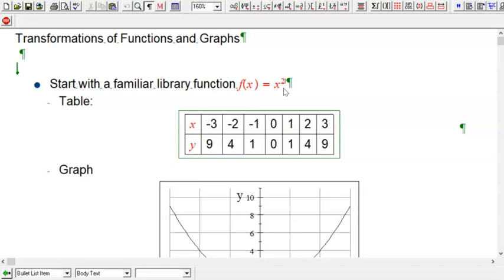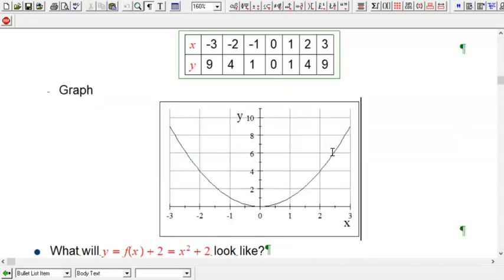If we had never seen this function before, we would just plug in a few simple x values. We'd take their squares to get the y values. And of course, we'd get a graph that's this nice, pleasing curve. So let's see what happens if we modify that in a pretty simple way.